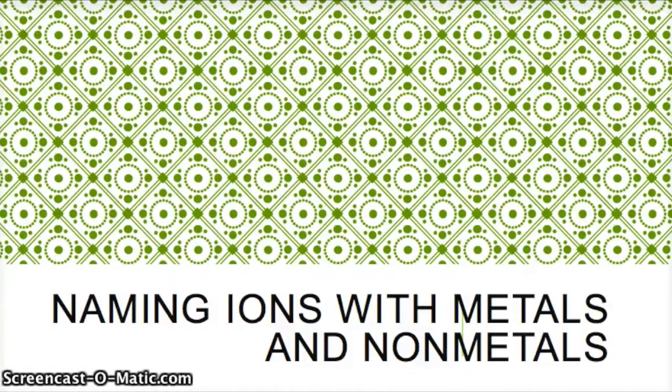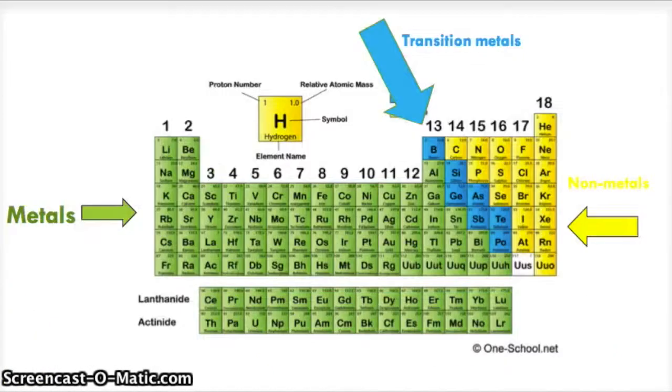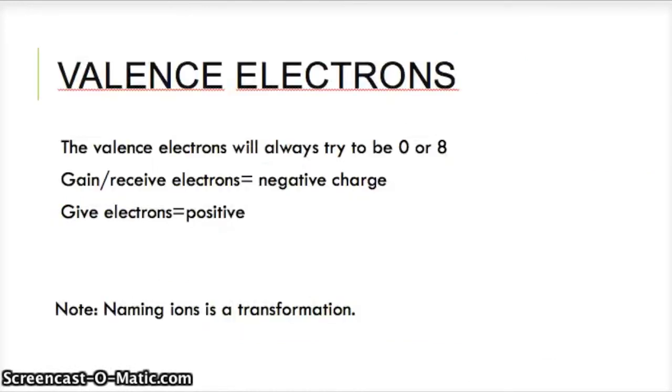Naming ions with metals and nonmetals. The green represents metals, the blue transition metals, the yellow nonmetals. Valence electrons. The valence electrons will always try to be 0 or 8.